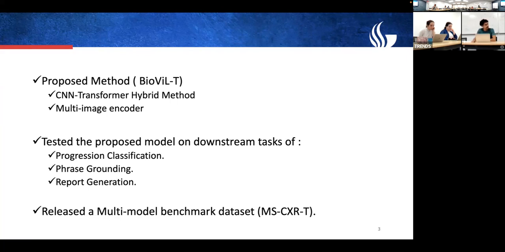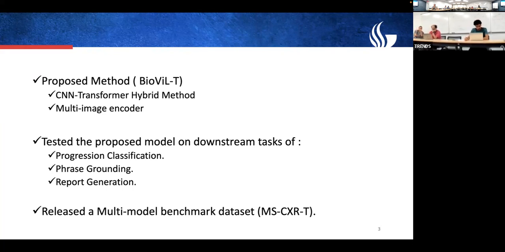The proposed method, they named it BioViL-T. It's basically a CNN-transformer based method, and it is a multi-image encoder, which means that it accepts prior images along with the current image for pre-training purposes.